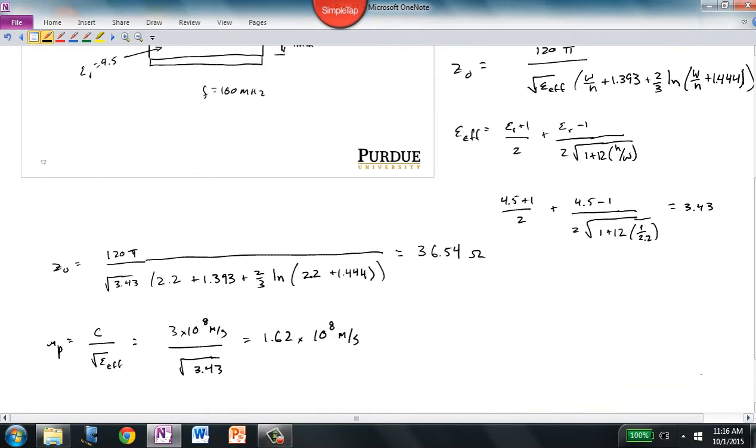The last thing I was asked was to determine the guide wavelength, lambda g. So what is the wavelength of the signal in this microstrip T-line? To do that, we just take the propagation velocity and divide it by frequency. So that's 1.62 times 10 to the 8th divided by 100 megahertz, so 100 e to the 6th, and that gives me 1.62 meters, the guide wavelength for this example.